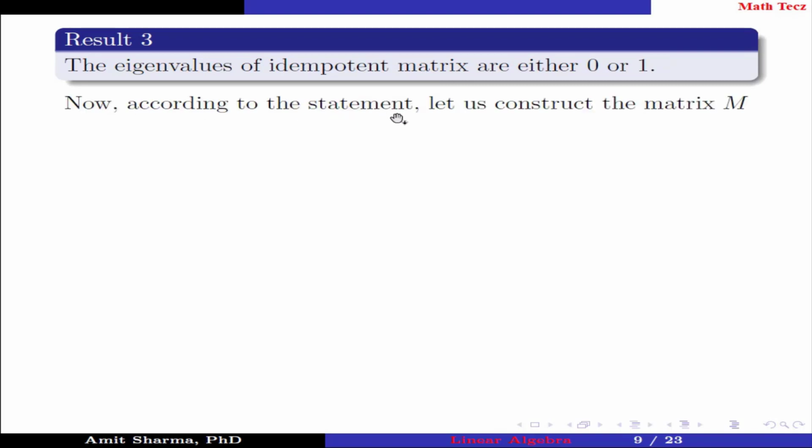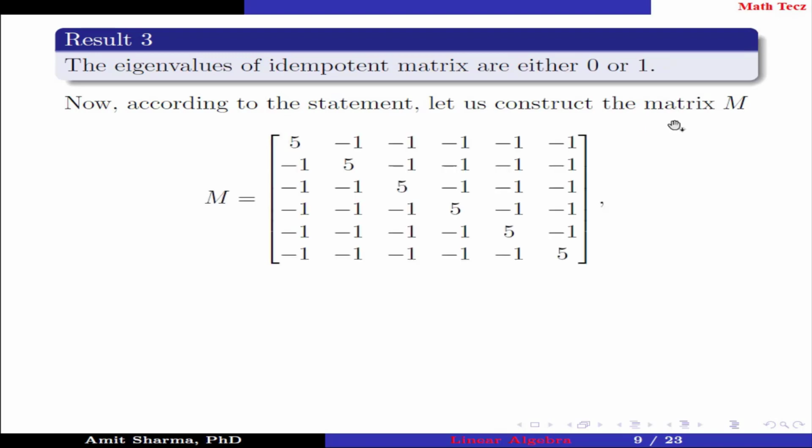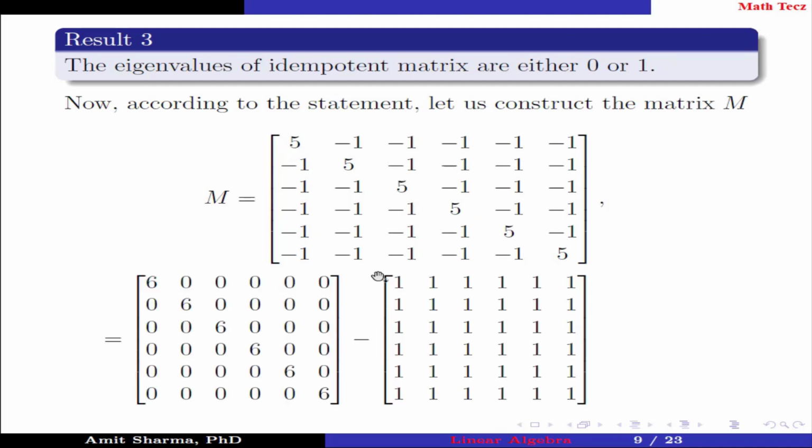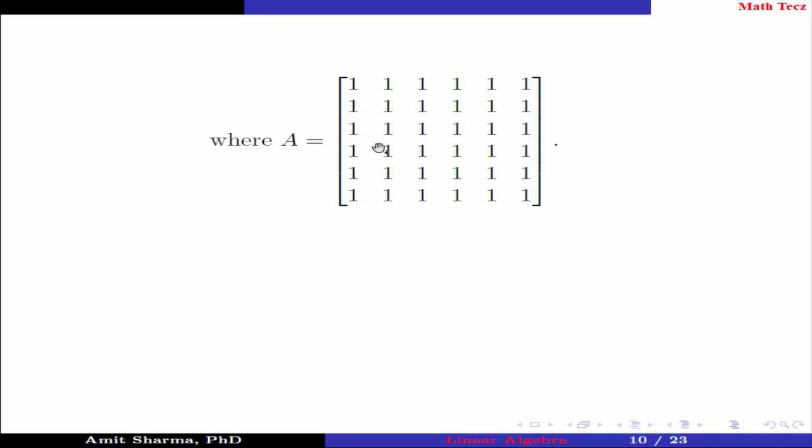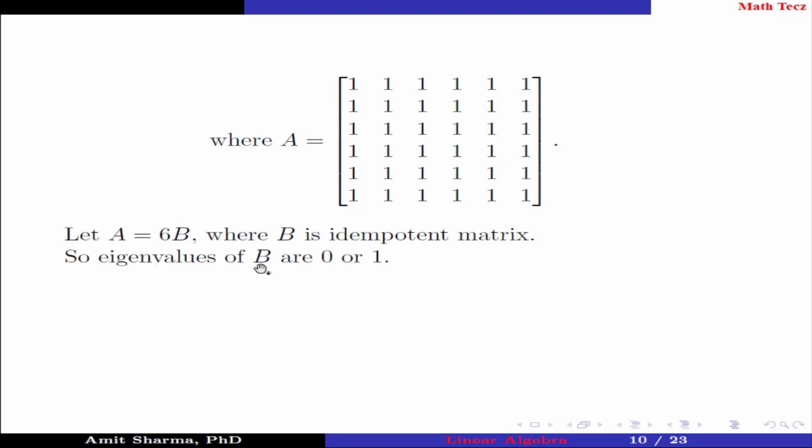Now, according to the statement, let us construct the matrix M, whose off-diagonal elements are minus 1 and all the diagonal elements are 5, which can be written as 6 times I minus A, where A is a 6 by 6 matrix whose elements are all 1. Let A be 6 times B, where B is an idempotent matrix. So the eigenvalues of B are 0 or 1, which implies the eigenvalues of A are 0 or 6.